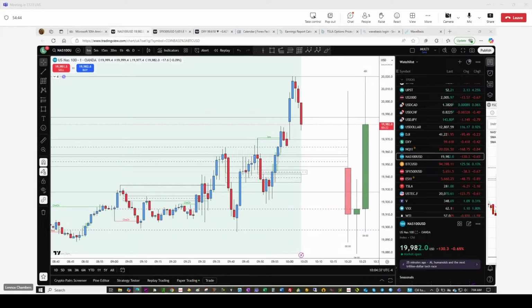So on the NAS, right now we have a clean 1, 2, 3 bottom here. We'll do that again. And then this move up, getting a pullback. Well, now we're getting some pullback. So there's an opportunity for a buy to continue going up at this point.